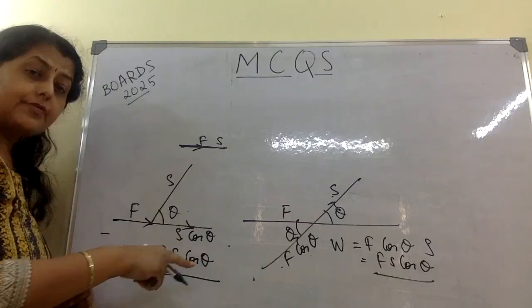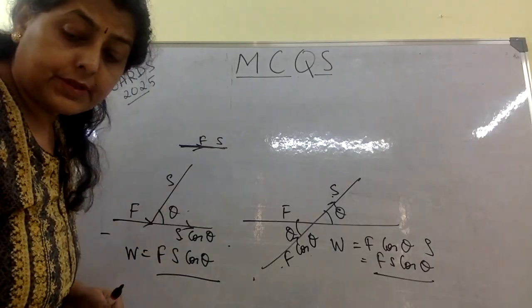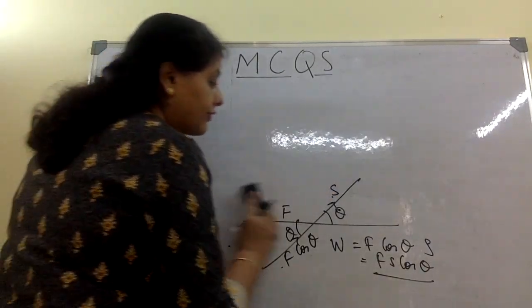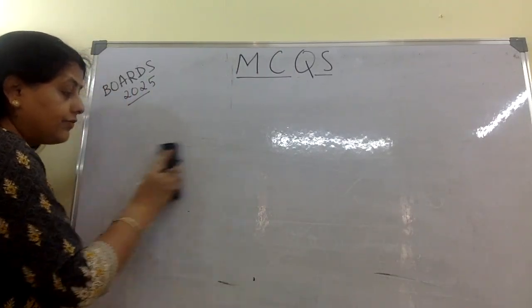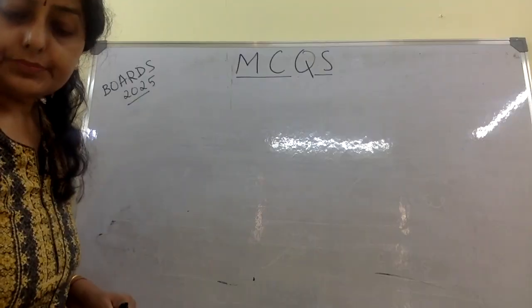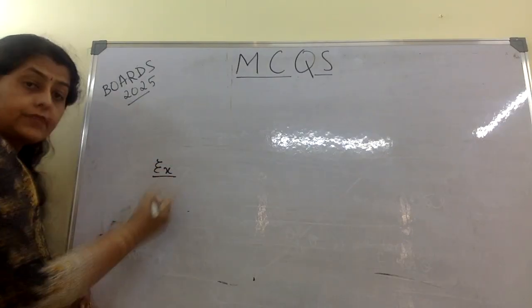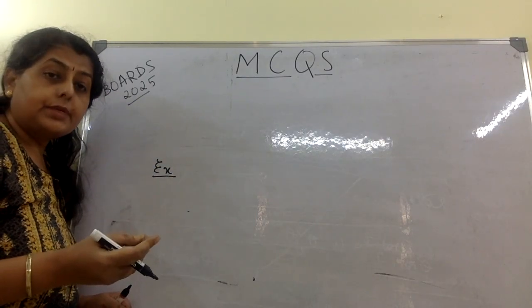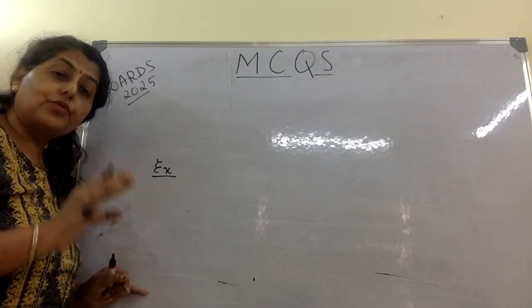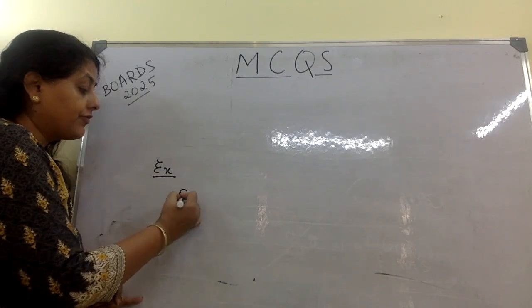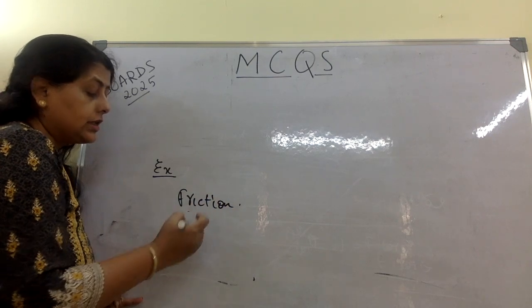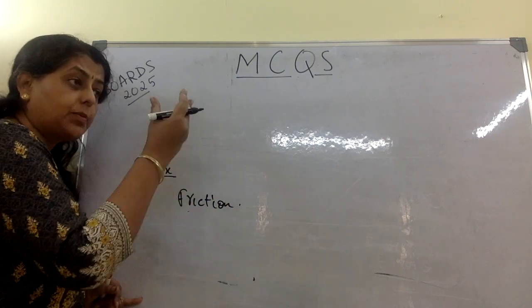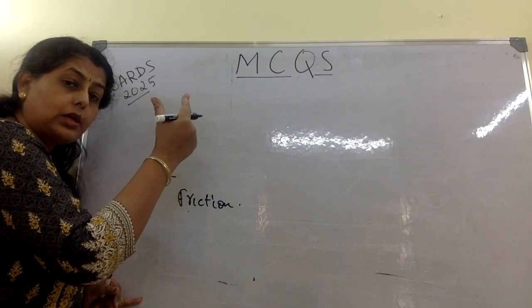Let's talk about negative work now. What is negative work? A few examples of negative work, they might even ask for it. This happens when force opposes the motion. One is friction, and the other, you can say, is throwing something upwards. You are throwing a ball upwards.